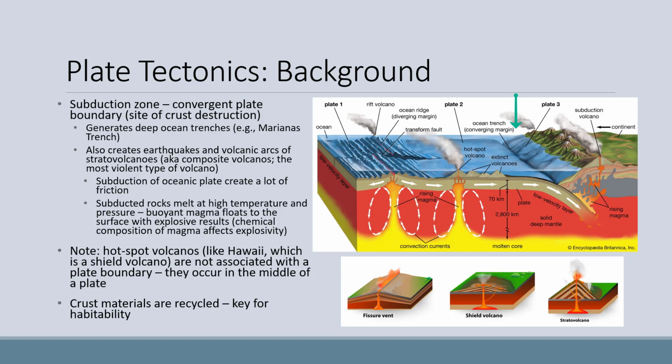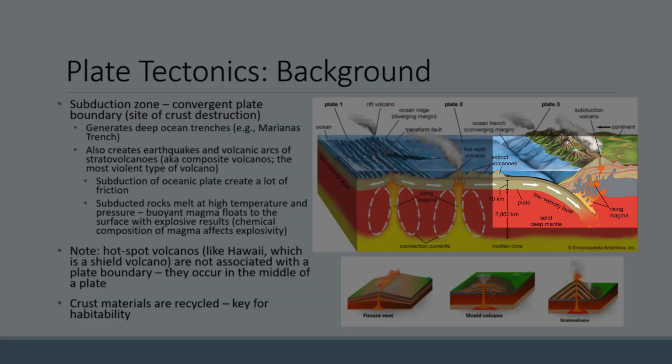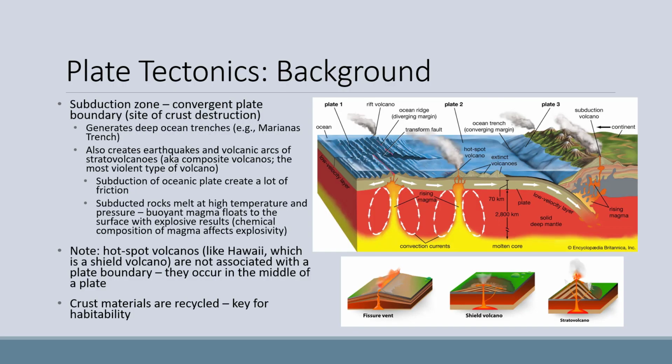There are earthquakes because the heavier oceanic plate is being dragged under the continental crust or the continental plate, and this creates a lot of friction. Then the subducted rocks melt at high temperature and pressure, and buoyant magma floats to the surface with explosive results. That is why there are huge arcs of volcanoes nearby. The exact chemical composition of magma also affects explosivity.